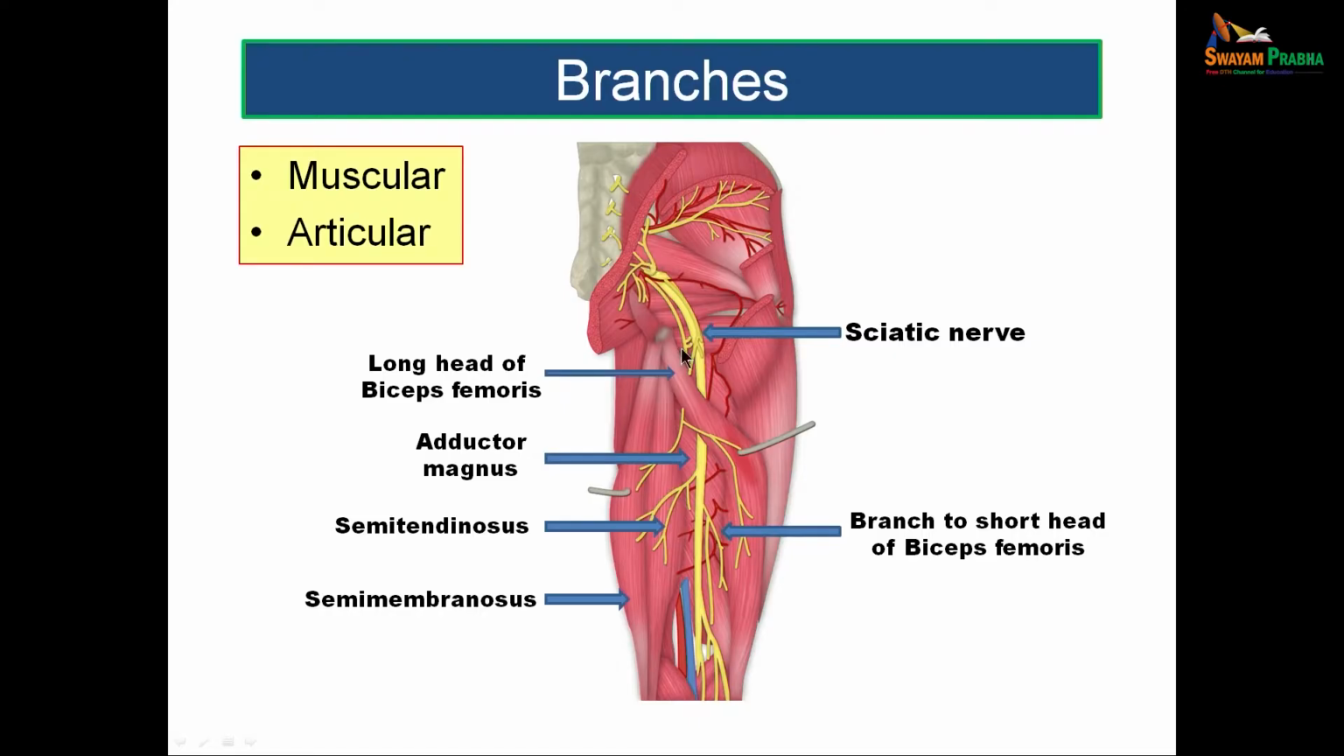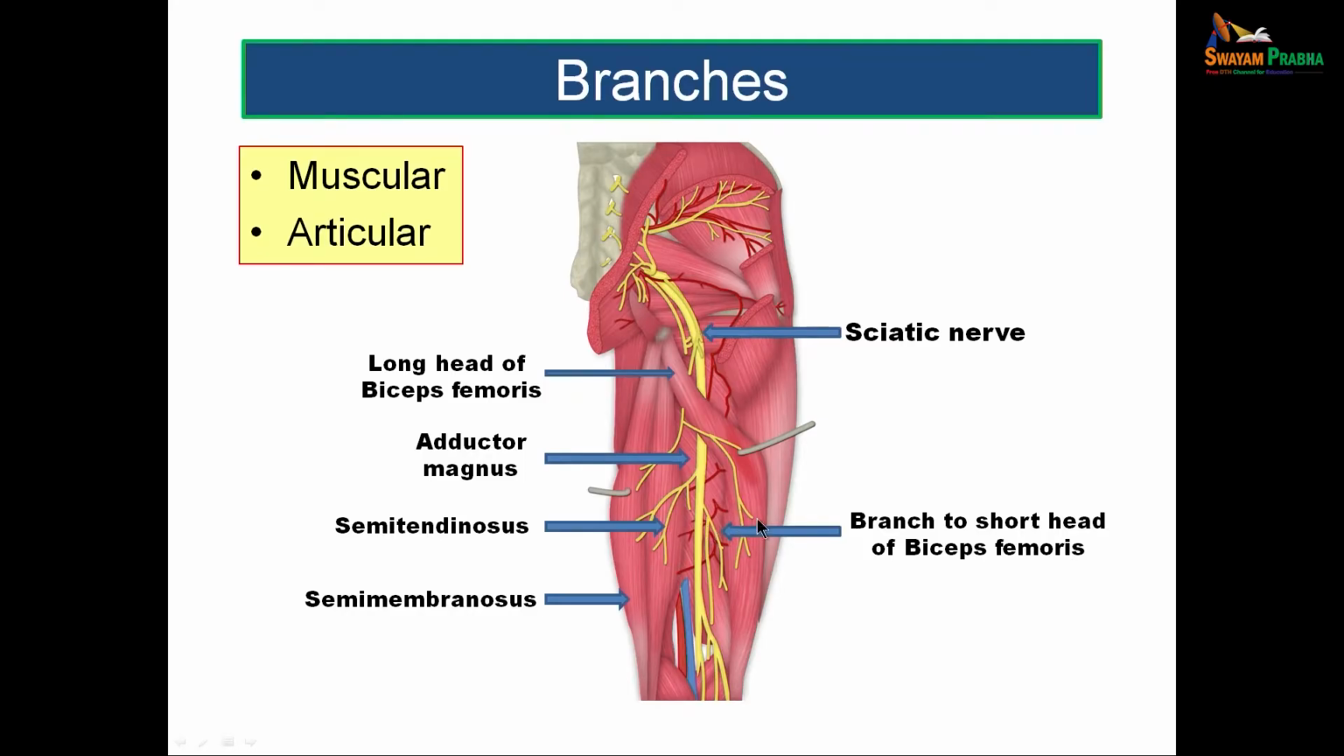The branches which arise from the tibial component, supplying all the hamstring muscles mentioned, arise from the medial side of the sciatic nerve. So, please note, these branches carry fibers from the tibial component. There are four branches given off to the four components forming the hamstring group of muscles. Only one branch arises from the lateral side, which is going to supply the short head of biceps femoris, and this will carry fibers from the common peroneal component.